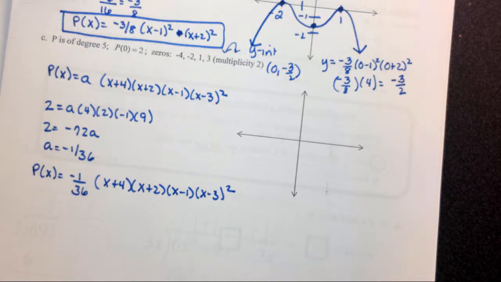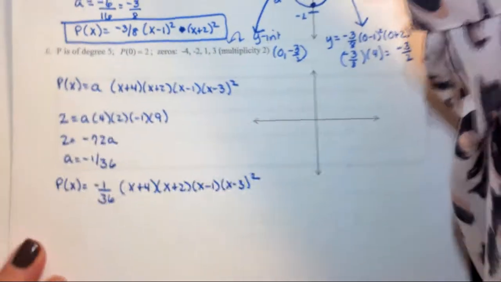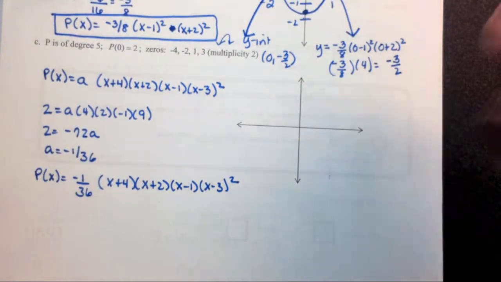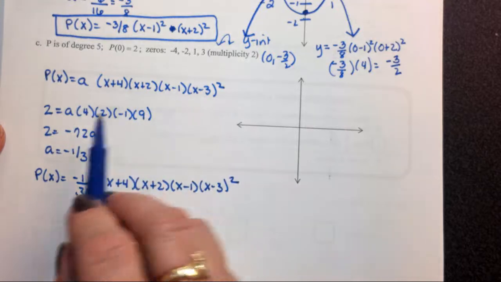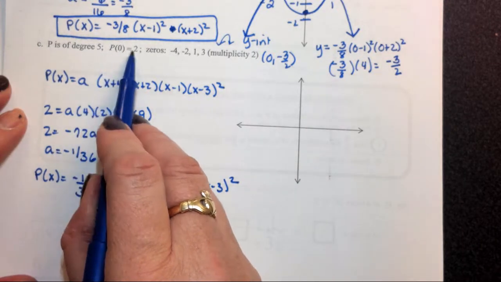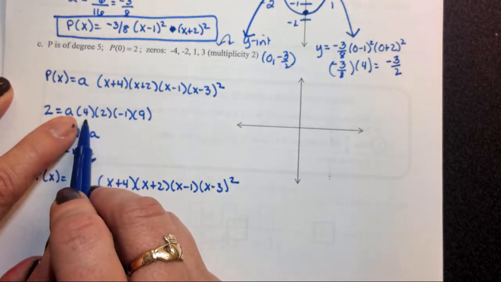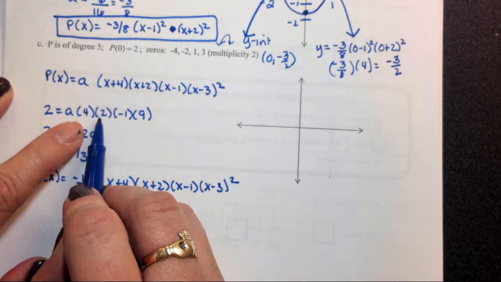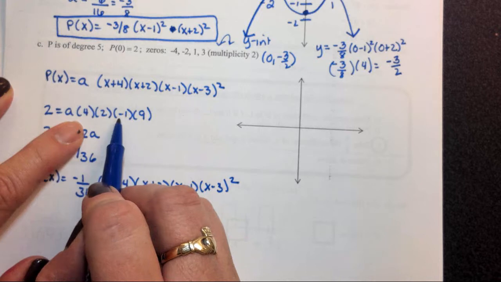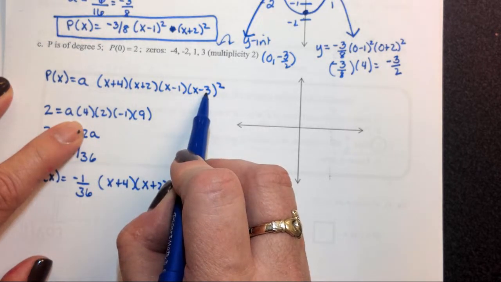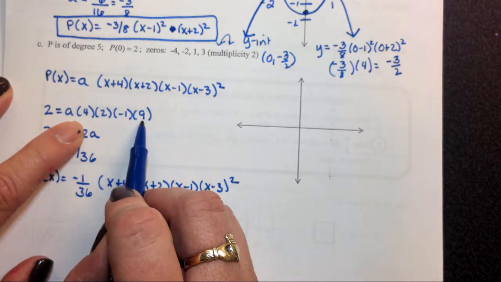All right, so did we all come up with the leading coefficient to be -1/36 for the last one? So we plug in 0 for x. So 0 plus 4 is where I got the 4 from. 0 plus 2 is 2. 0 minus 1 is a -1. 0 minus 3 is -3, and -3 squared is 9.